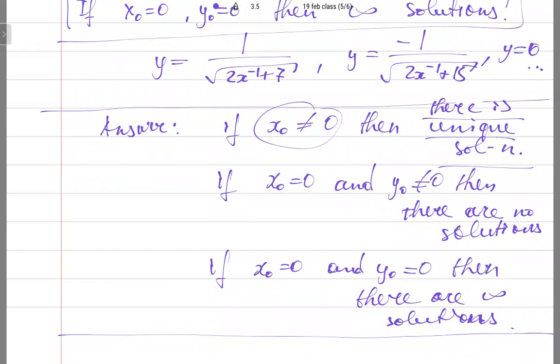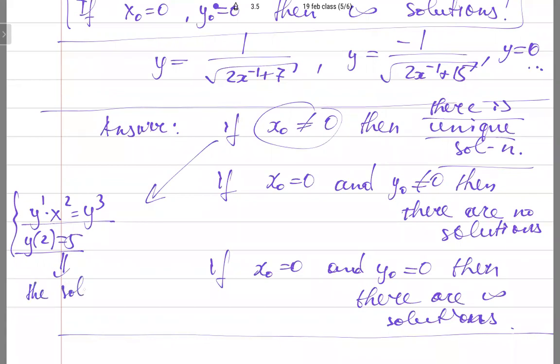So what do I mean? I mean, if you have the same equation, y prime times x squared equals y cubed, and we have initial condition y of 2 is equal to 5. If you have an equation paired with an initial condition, then even without solving, I'm saying the solution will be unique.